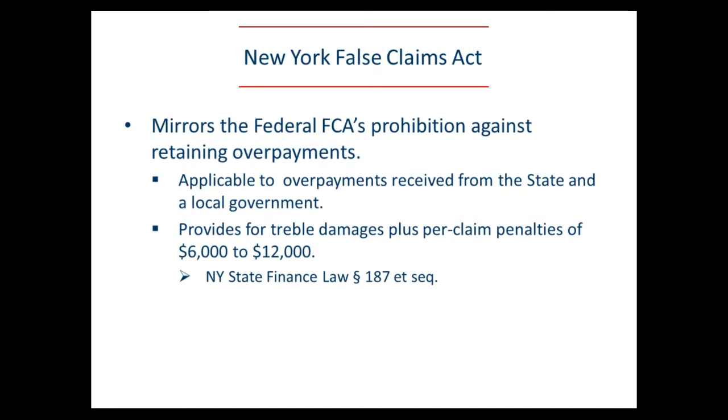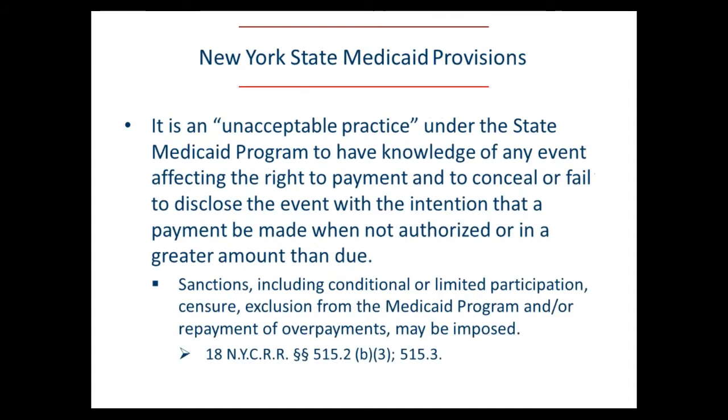Switching to New York state law, New York also has its own False Claims Act. That statute mirrors the Federal False Claims Act's prohibitions against retaining overpayments. These overpayments relate to funds received from the state or a local government. The state statute also provides for treble damages plus per claim penalties of $6,000 to $12,000.